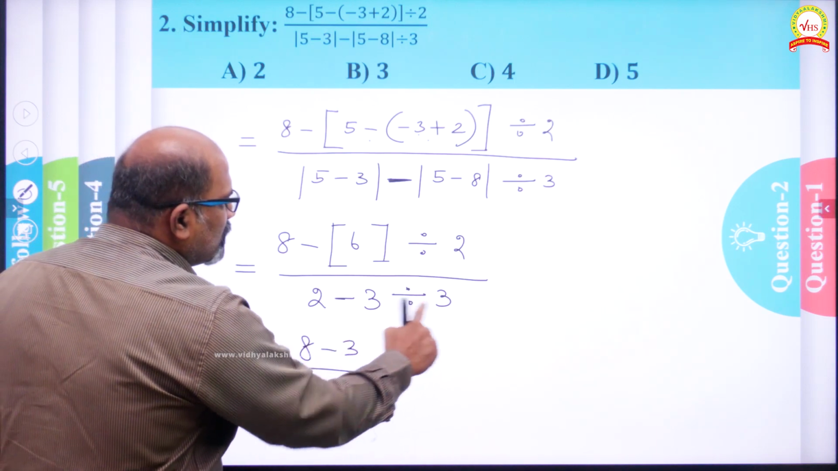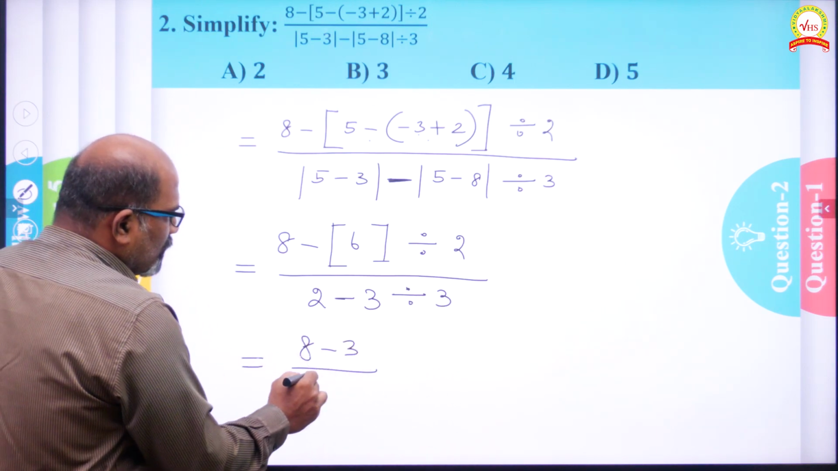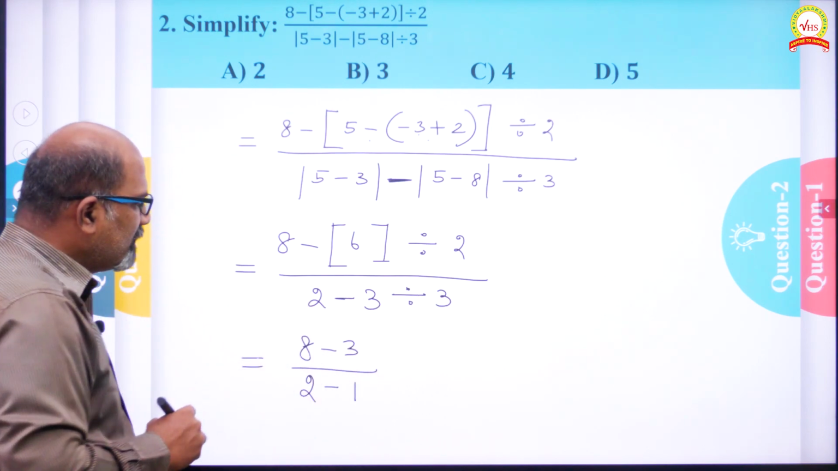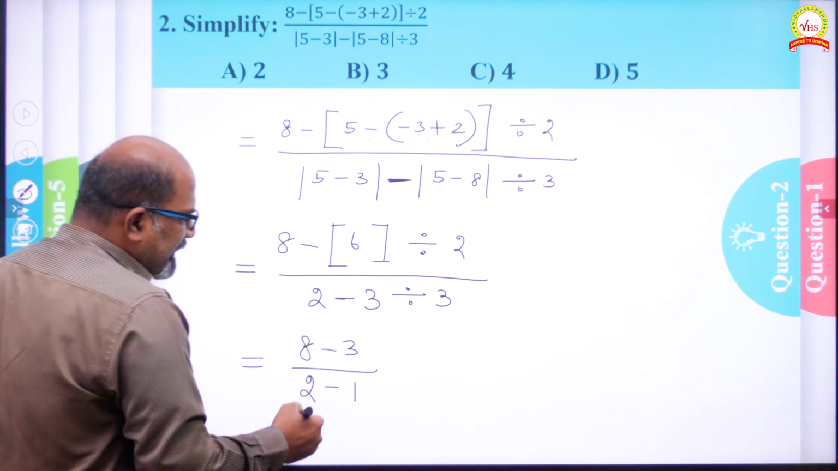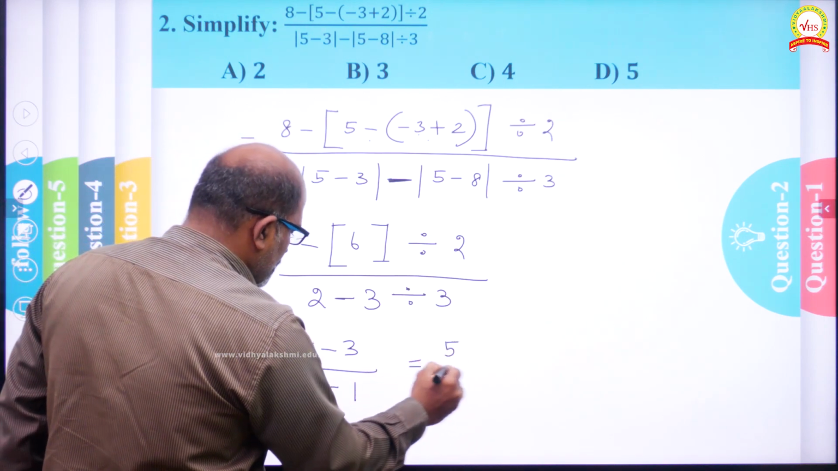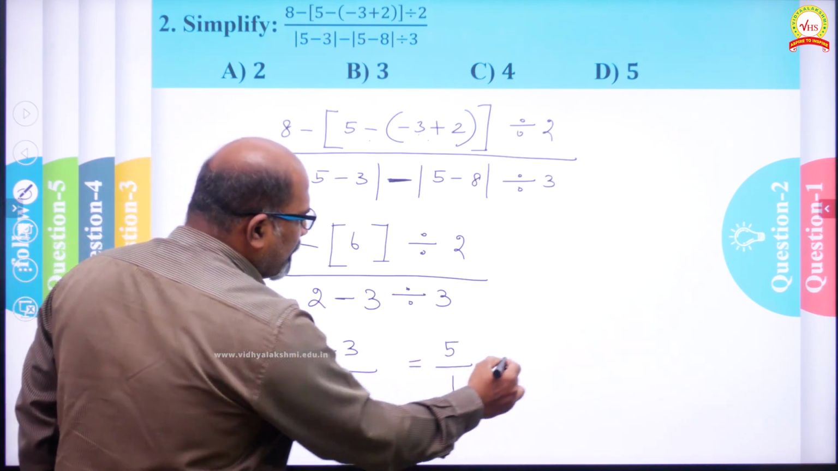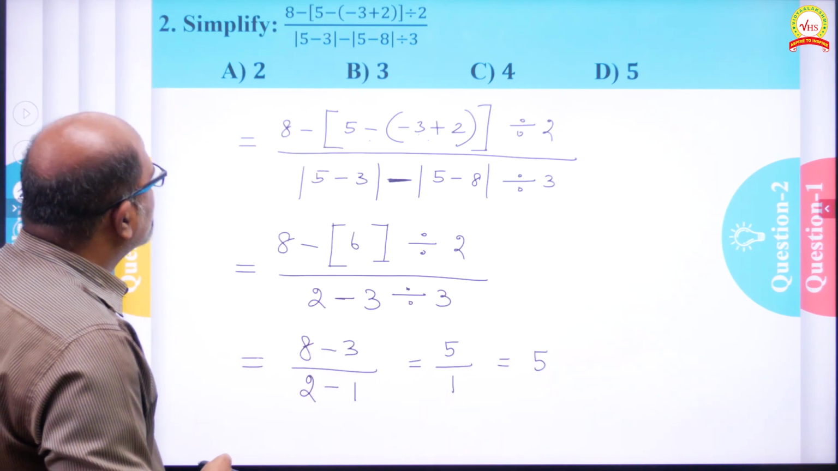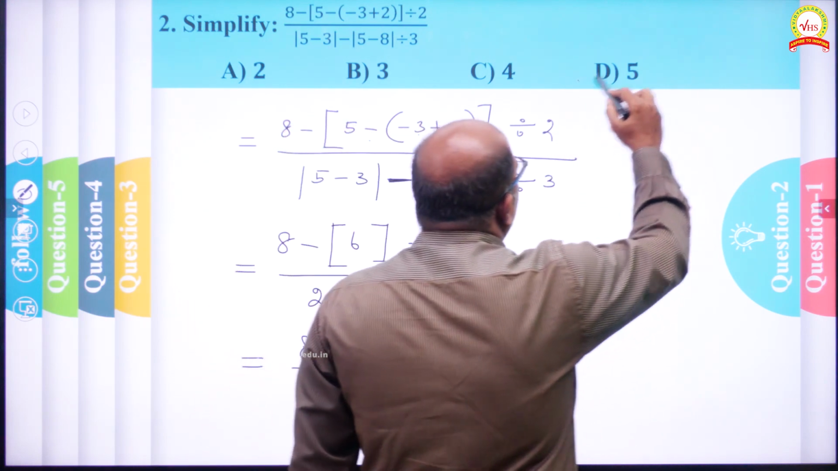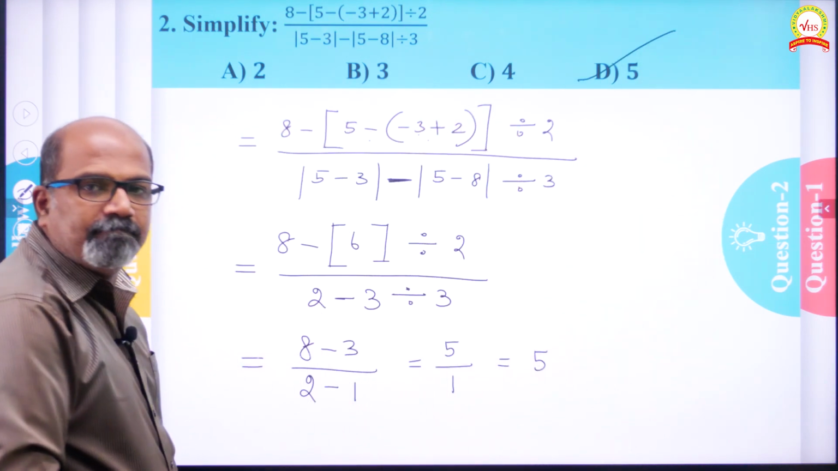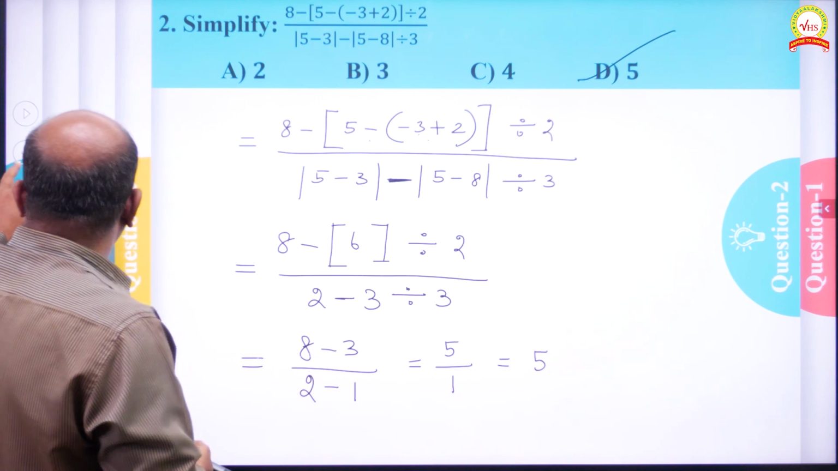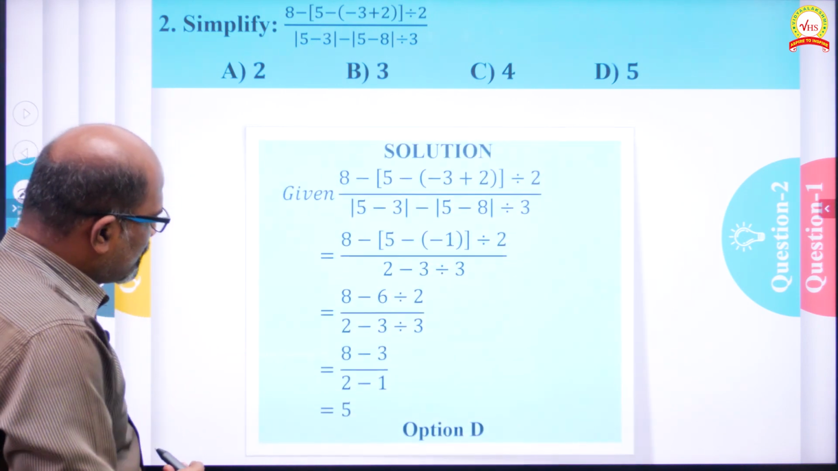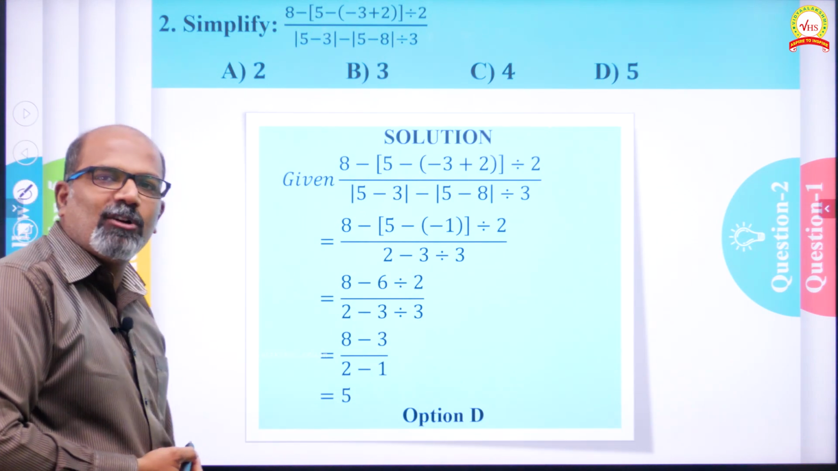And then here also we have to do the division. So 2 minus this 3 by 3 is 1. Am I right? Okay. 8 minus 3 you will be having 5. 2 minus 1 is 1. So 5 by 1 you will be having 5. 5 by 1 is nothing but 5. And 5 is the answer, and you are having it in option D. Option D is the correct answer for this question. Let us check the answer available here. Okay, you can see that yes, 5 is the correct answer and it is option D.